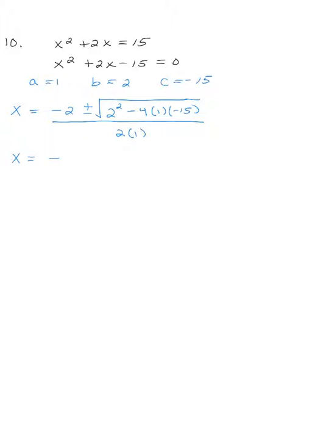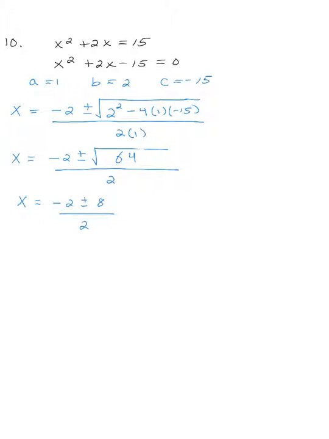If I simplify this, I get negative 2 plus or minus the square root of, and I'm going to do this portion in my calculator. 2 squared minus 4 times 1 times negative 15 is 64. All divided by 2 times 1, which is 2. And the square root of 64 is an integer, which is 8.